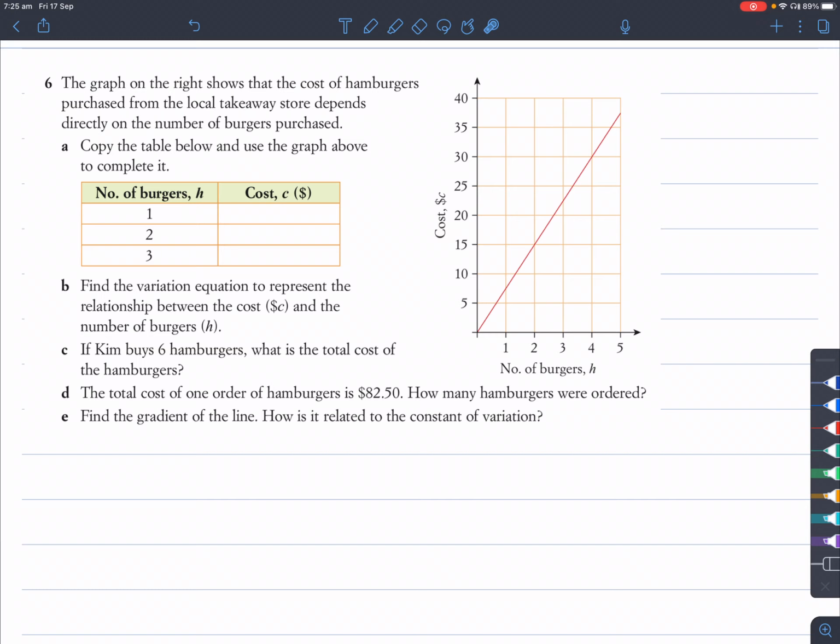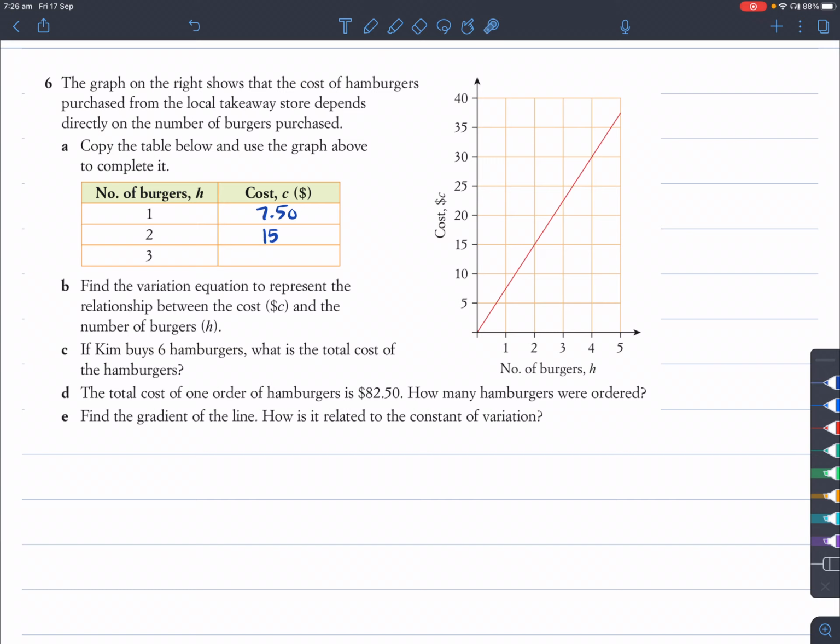So for the number of hamburgers, 1, the cost of it, if you go from 1 on the horizontal axis, touching the red line, intersecting it and going across to the left-hand side for the costs, we can see that this is between 5 and 10. The average of 5 and 10 is going to be 7.5, which is $7.50. Now, for 2 burgers, it will be exactly 15.